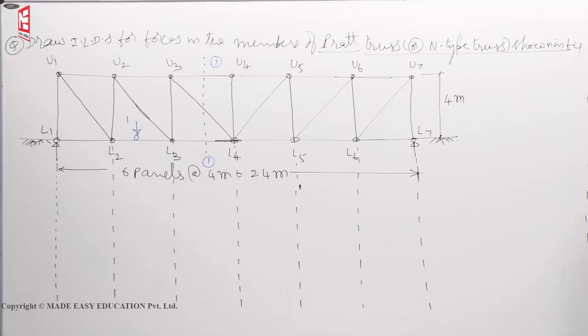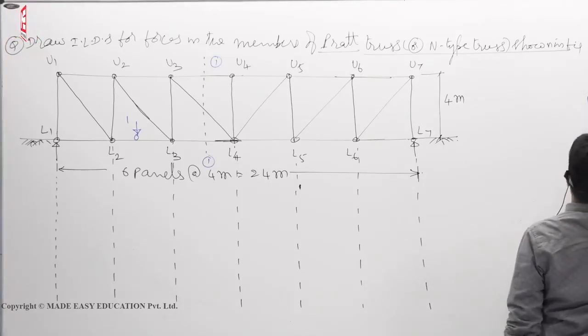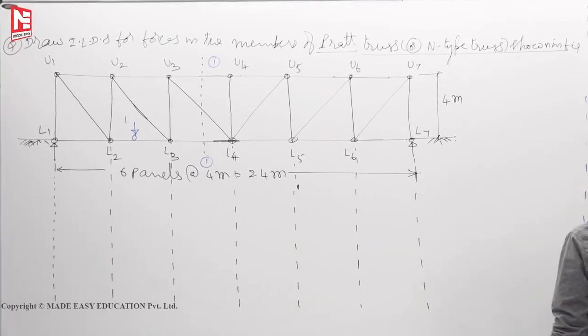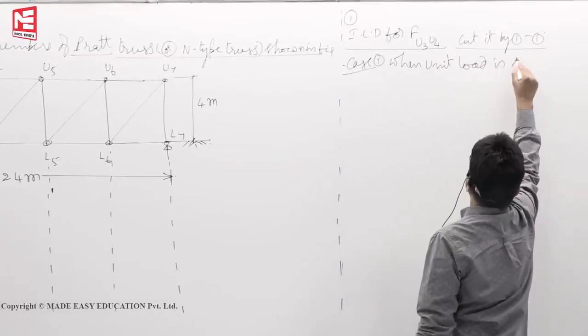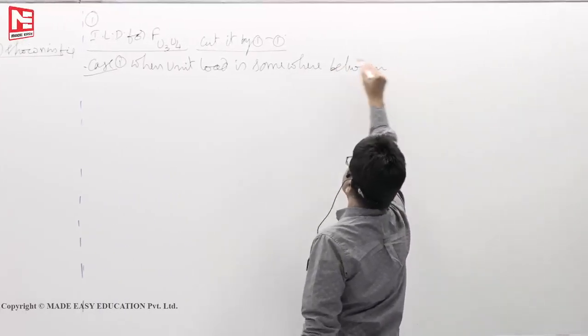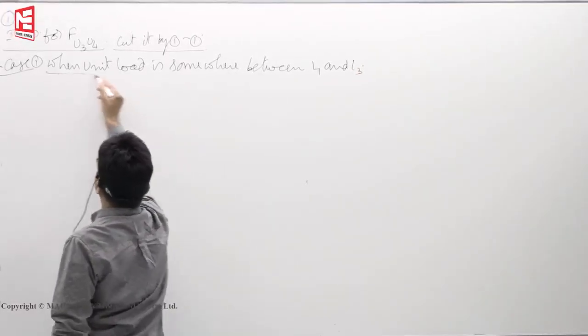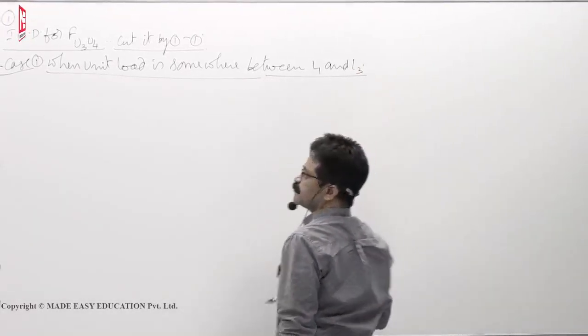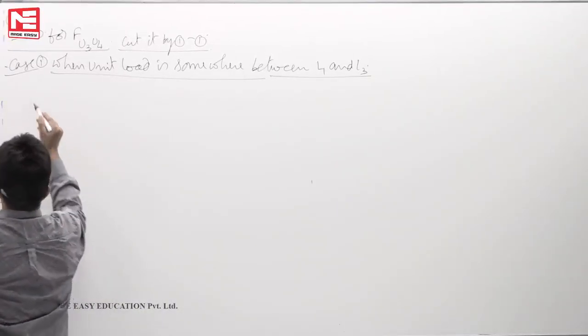What we have done? Cut it by 1, 1. Case 1. First problem we will write completely. Next problems onwards, we will not write the story and waste the time. When unit load is somewhere between L1 and L3, you will see right side of 1, 1.